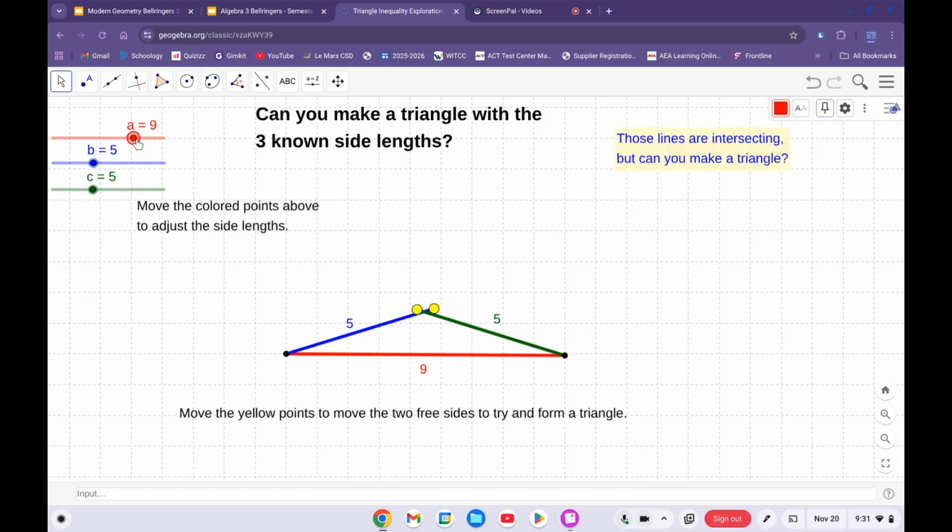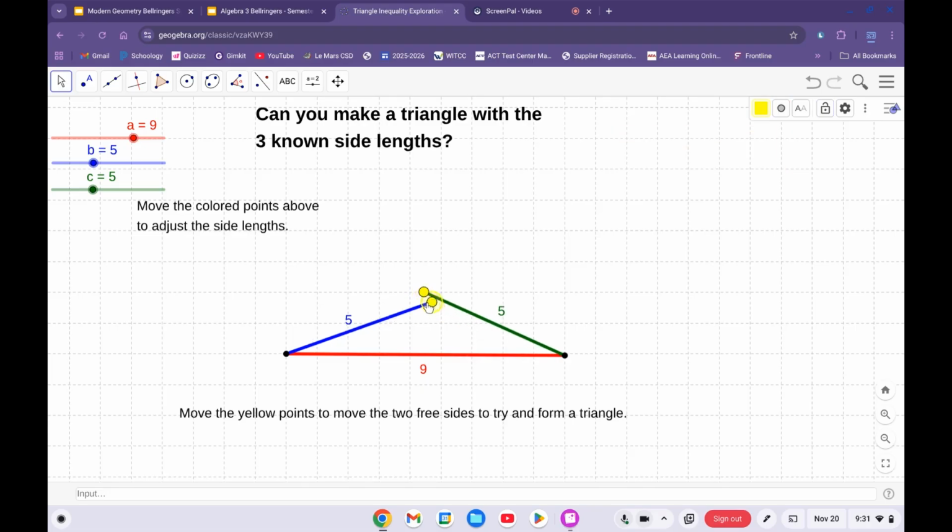Will 9 work? Now they're intersecting. They scooted a little bit closer, but if I move these up, am I going to get a triangle? I should. Oh, I got it. There we go. Okay, because 5 plus 5 is 10. 10 is bigger than that third side still.